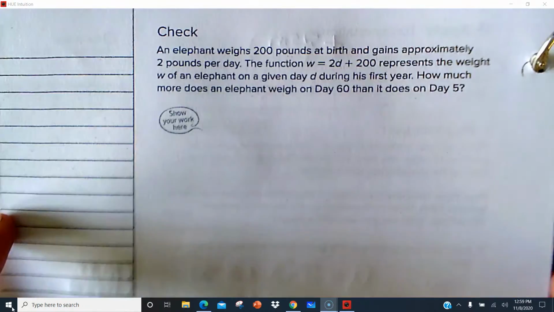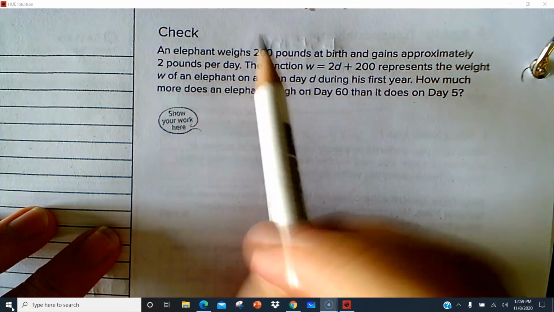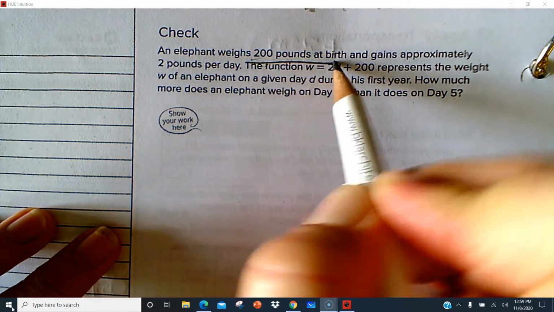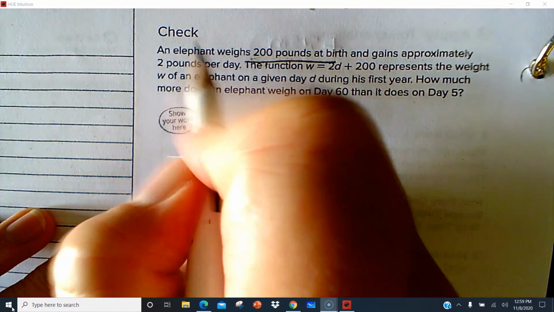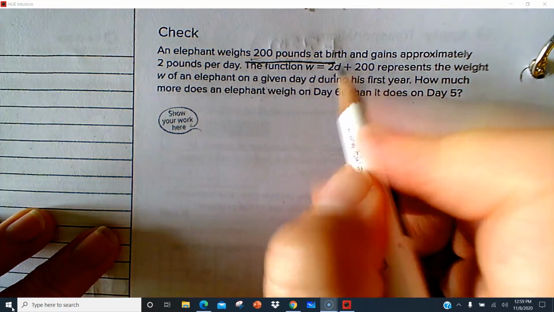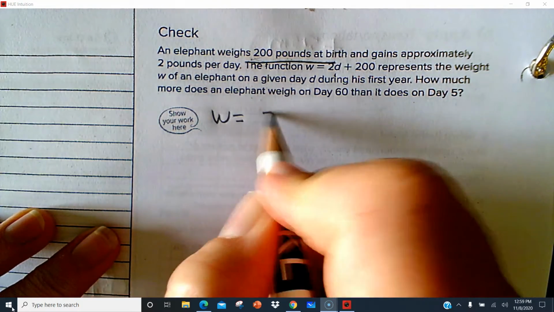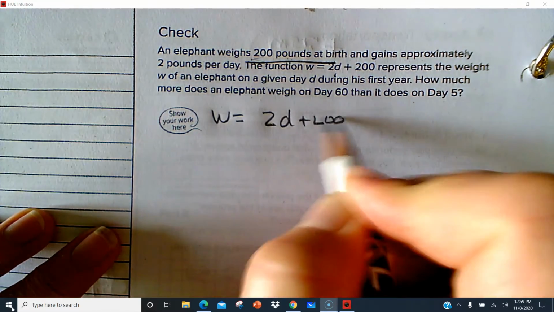Turn the page. Last one. Here we go. An elephant weighs 200 pounds at birth, and gains approximately 2 pounds per day. That's a 2x, right? Yep, there you go. Here's the weight of the elephant: 2 times d plus 200.